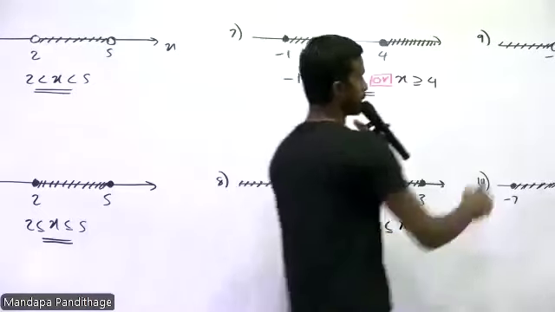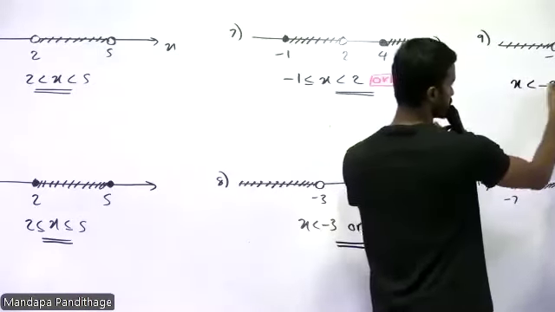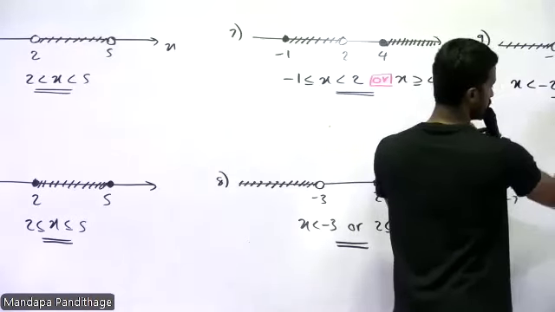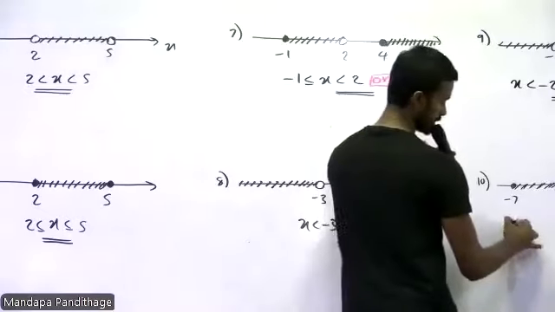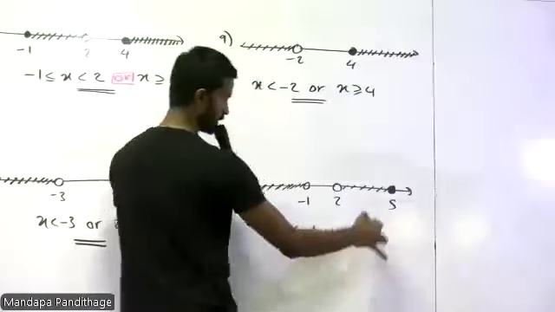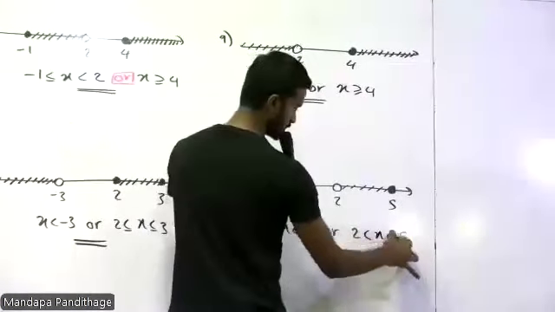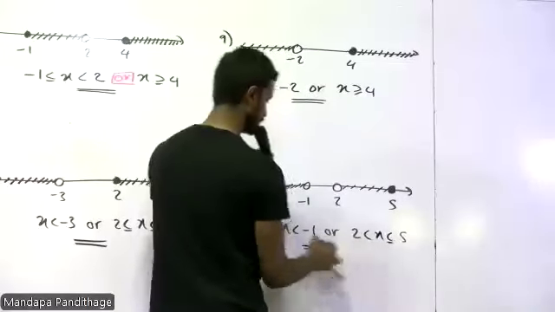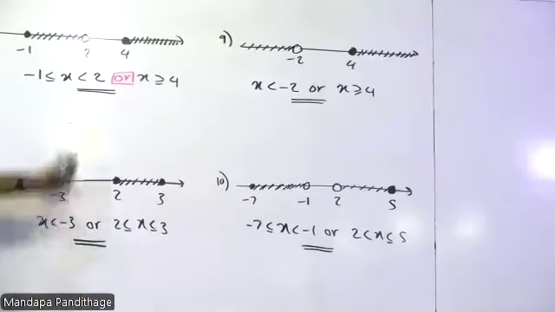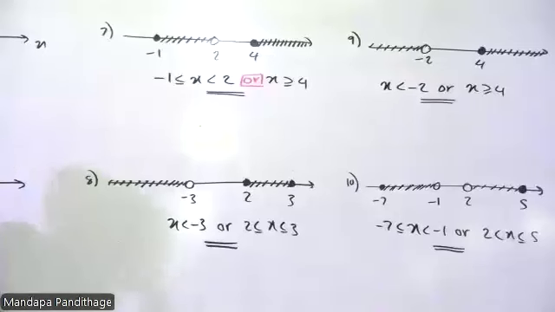And this one, x is less than minus 2 or x is greater or equal to 4. And this one, x is greater than minus 7 and less than or equal to minus 1, or it's greater than 2 but it is less than or equal to 5. So write this properly. Clear? So you can write this inequality notation easily using this O when we have two or more areas shaded.